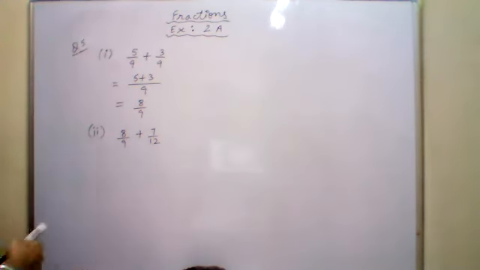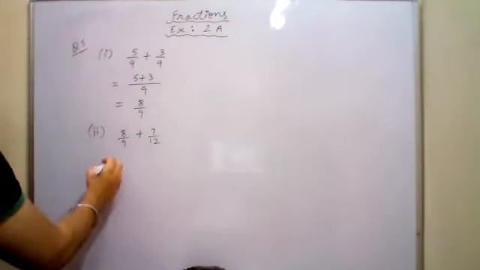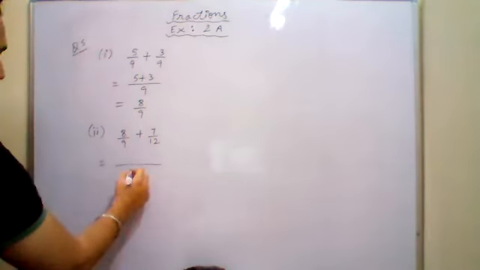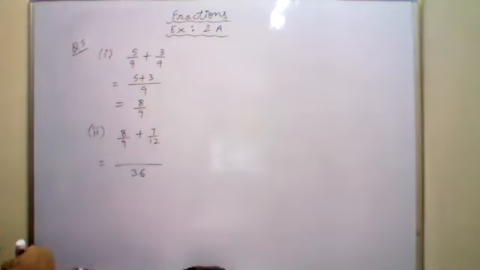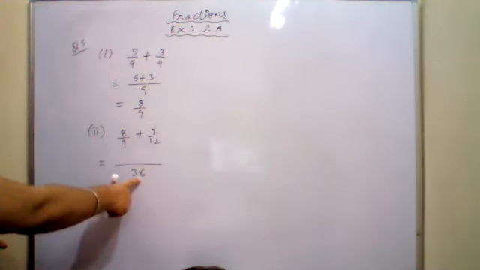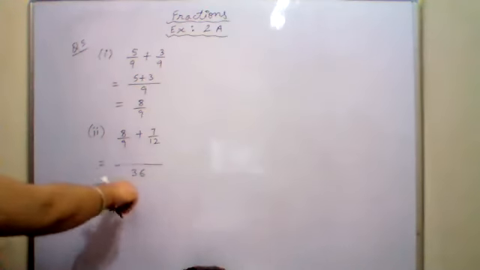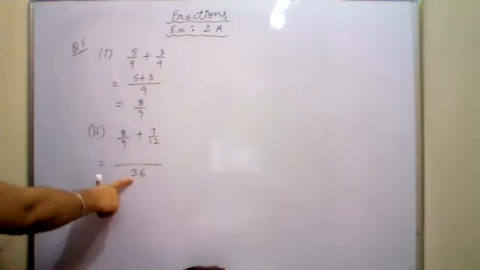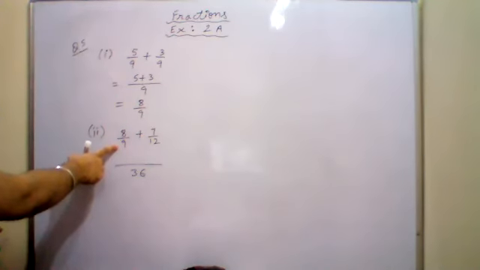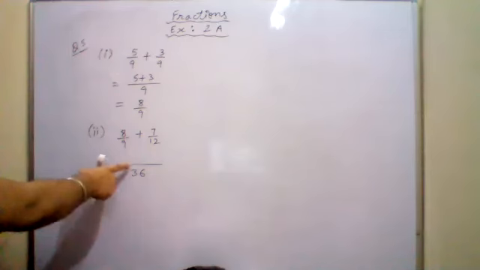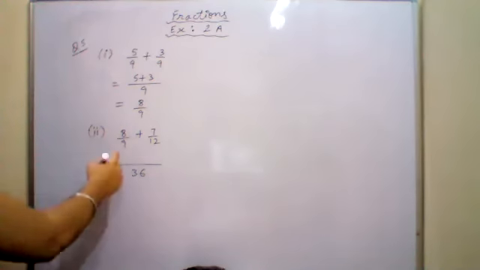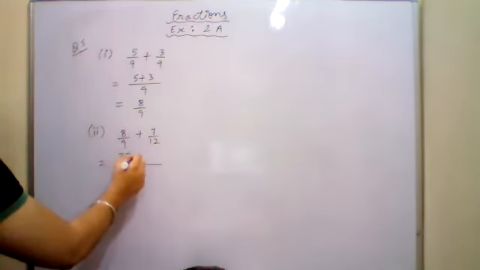Again, you will find the LCM of 9 and 12. 9 और 12 का LCM क्या होता है? It is 36. So first you take the LCM of the denominators. 36 is the LCM. And start writing like this. So 36 divided by 9 is 4. 36 को 9 से divide करेंगे 4 आएगा, and then you multiply 4 by 8. 4 into 8 is 32.